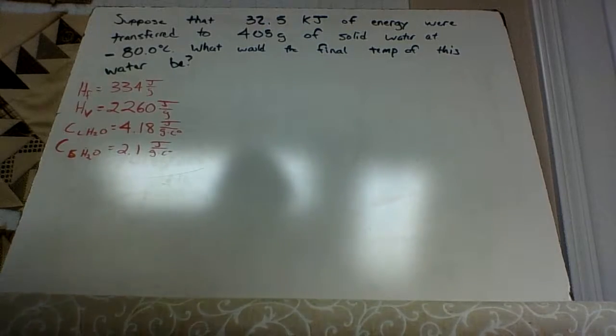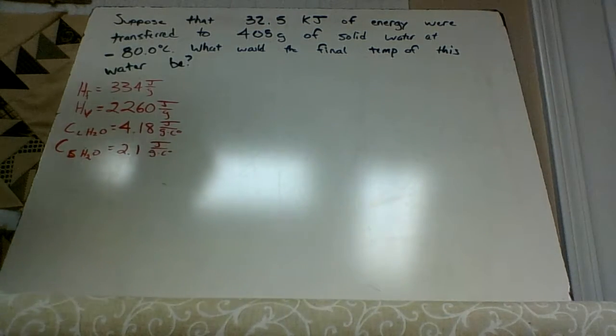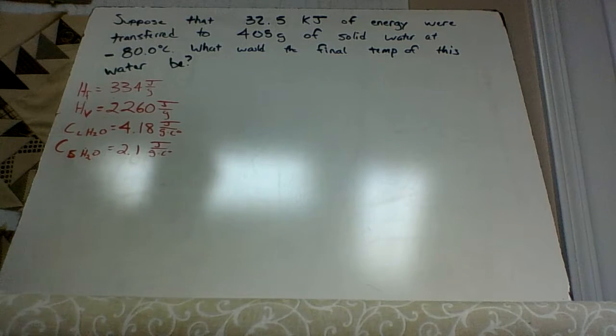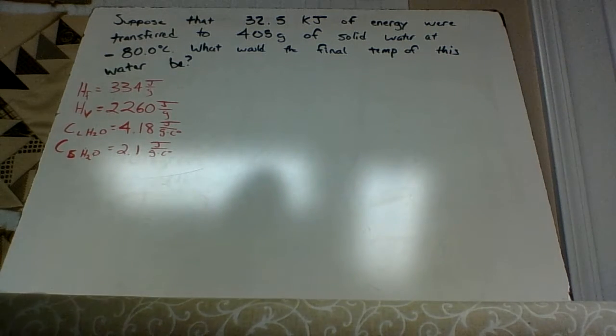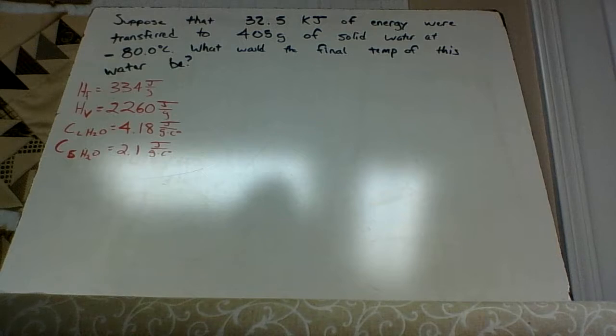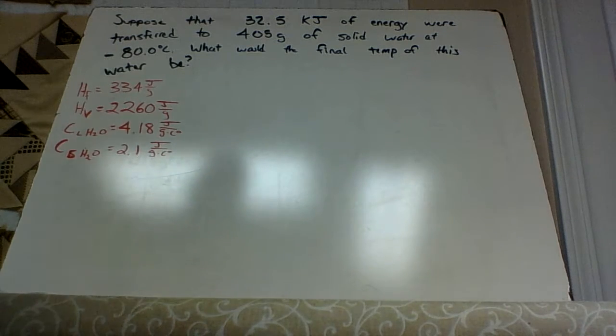I thought I would give you a couple example problems, this being one of them. Both of these example problems go along with the work that's on worksheet C.3.3, so use them as you need. In this problem, we're saying, suppose that 32.5 kilojoules of energy were transferred to 405 grams of solid water at negative 80 degrees Celsius. That's kind of cold. What would the final temperature of this water be?